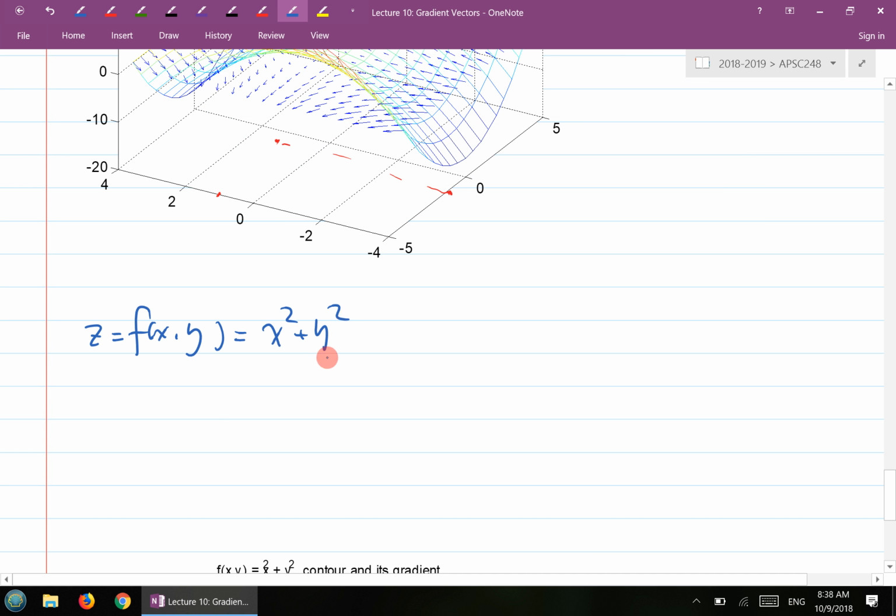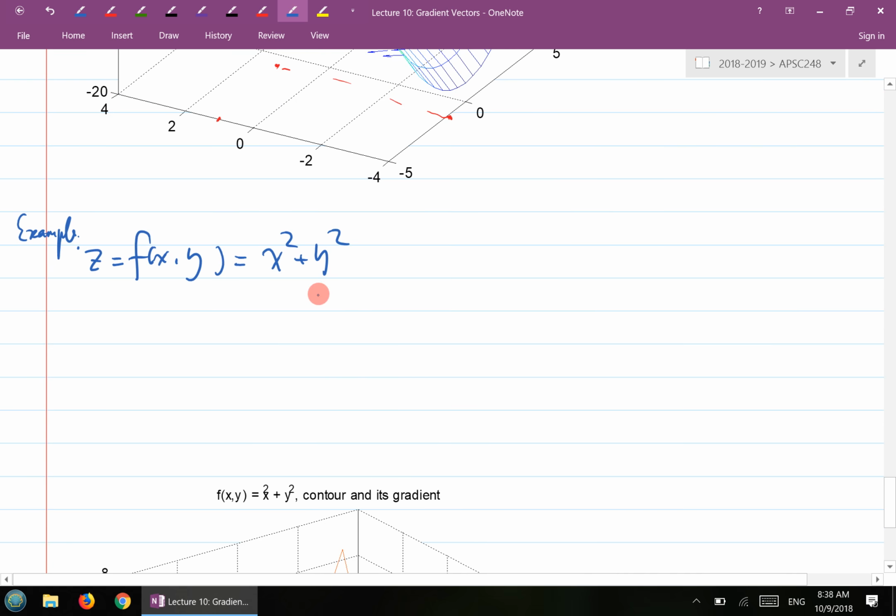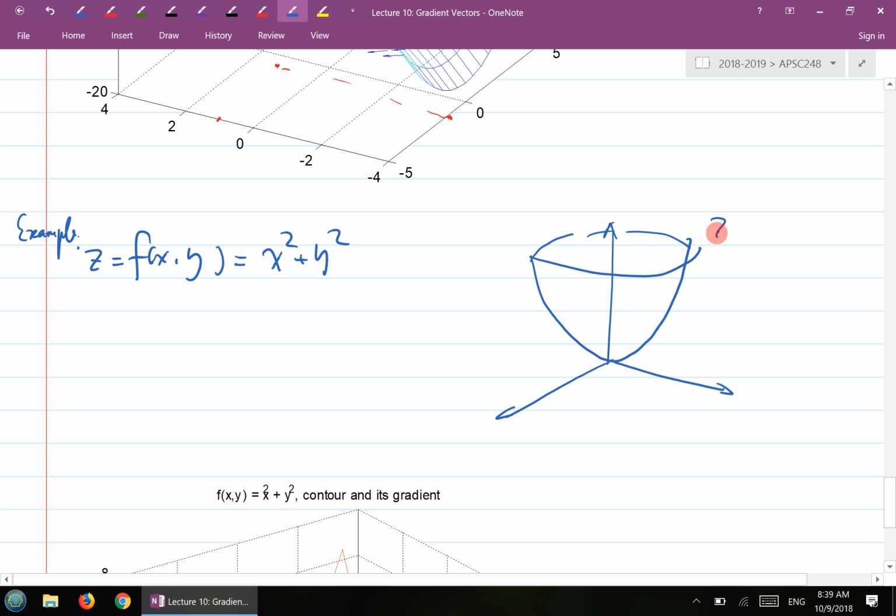Let's try this one here. z equal to f of x, y equal to x squared plus y squared. So this is a paraboloid, a very typical surface that we will deal with in our lecture here. For a paraboloid, it's basically a bowl pointing upwards, and that's your z equal to f of x, y. So let's take a look at the first case here.